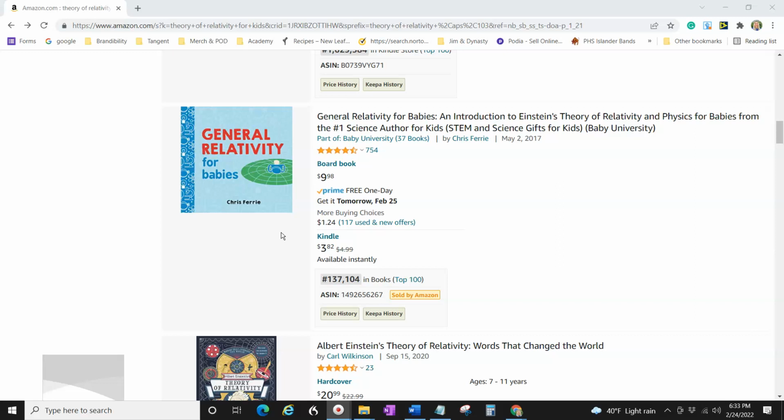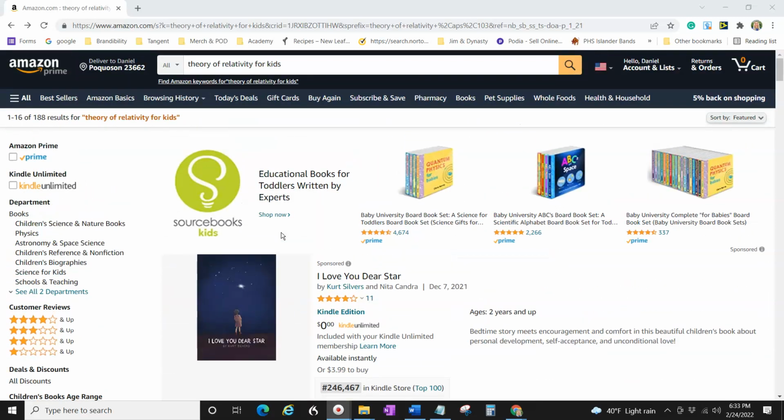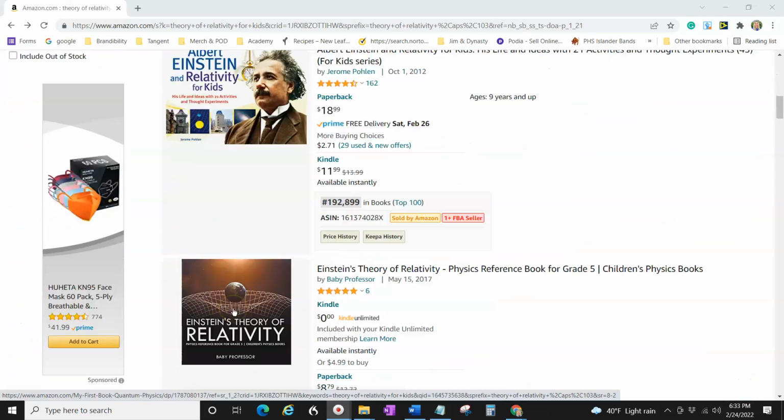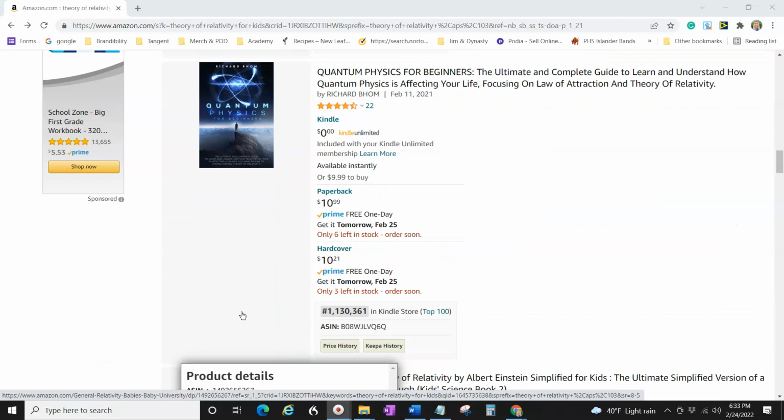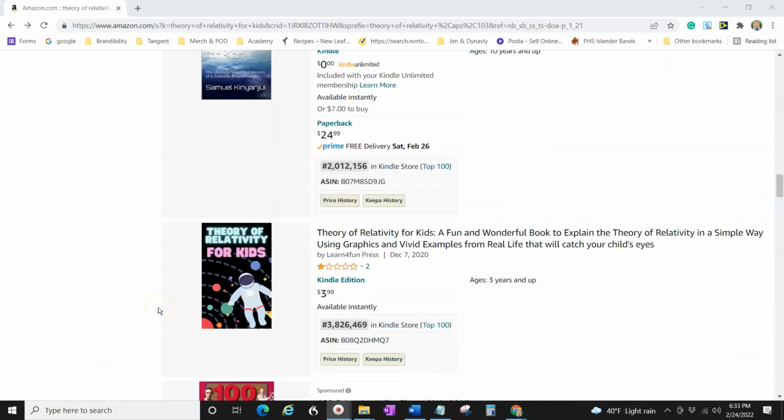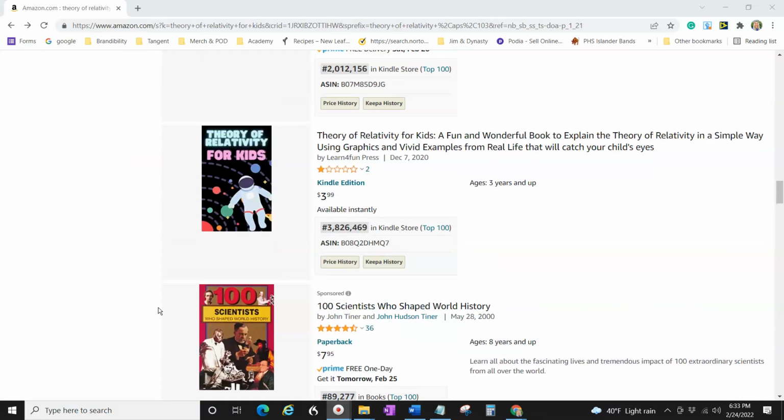So this is kind of my niche alert, not necessarily the theory of relativity, which apparently has some pretty good books. Like you can see up here, I've seen these before, quantum physics for babies and space and various things. But there are some books actually specifically out there, and the ones that look really kid-friendly are doing well.